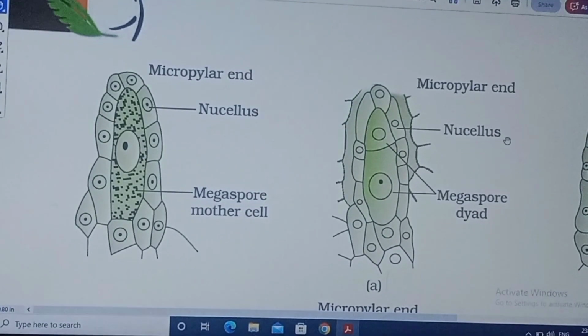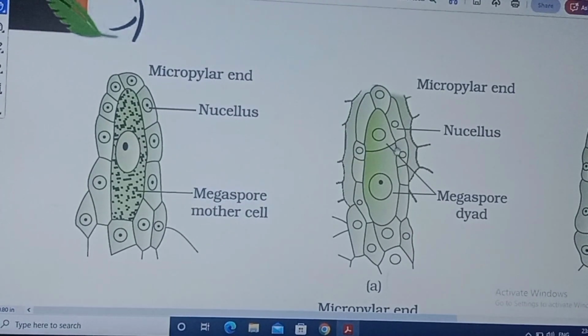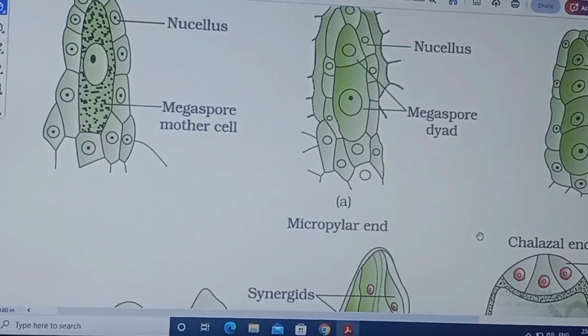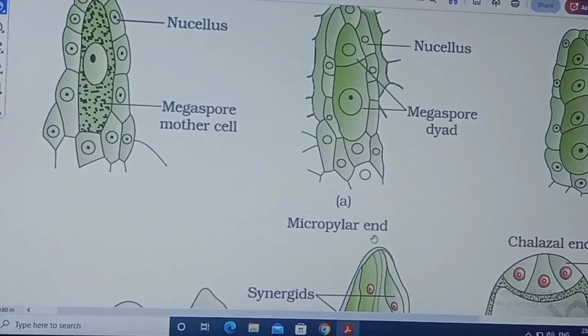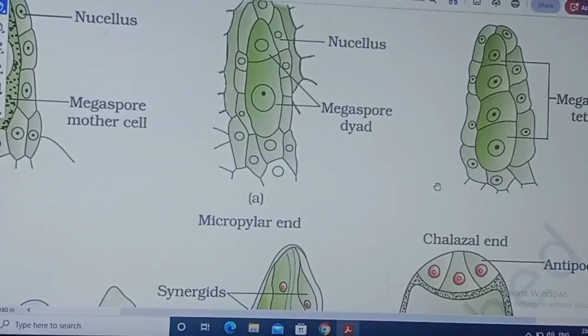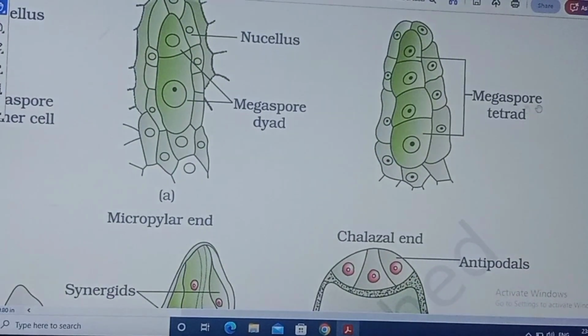Micropylar end, nucellus, and then these are the megaspore dyad. The megaspore mother cell divides into two cells. Okay, megaspore dyads. It is given in the diagram also, micropylar end. You can remember. And this is the megaspore tetrad. In the nucellus you can observe this.